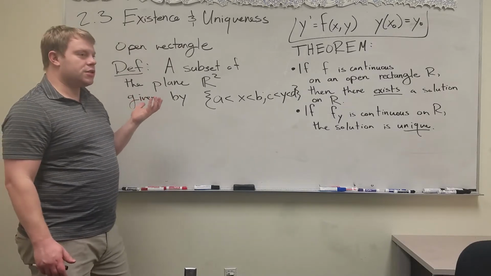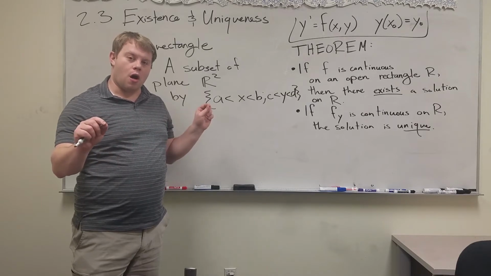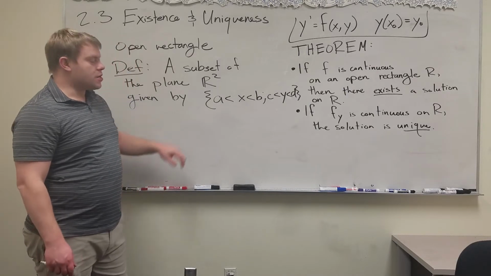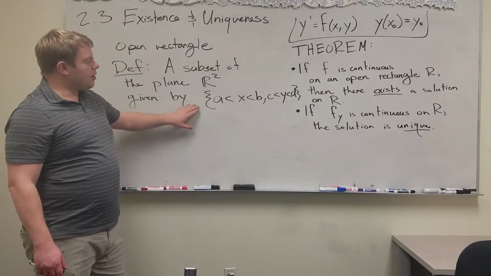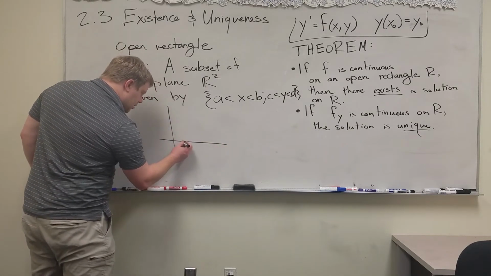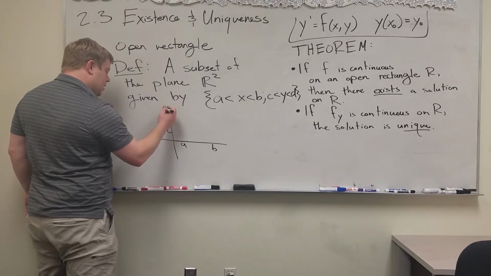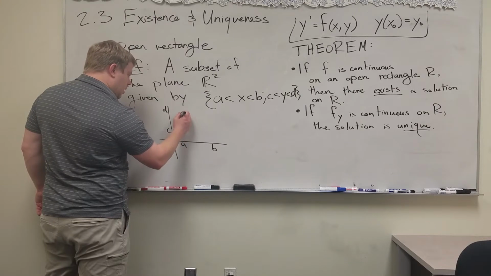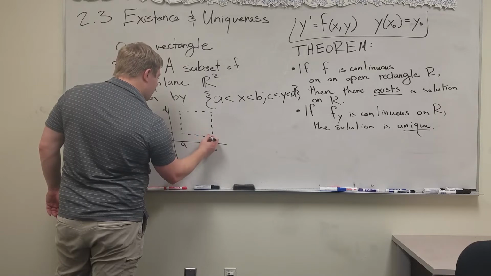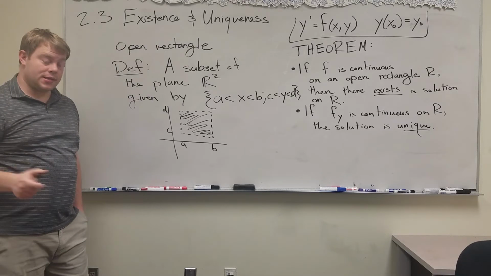So compare this to an open interval. An open interval is just a subset of the line R1, where x is between two numbers, not including the endpoints. Here we're talking about the plane. Let's say we have a and b here on the x-axis, c and d here on the y-axis, and the open rectangle is going to be anything where x is between a and b and y is between c and d.